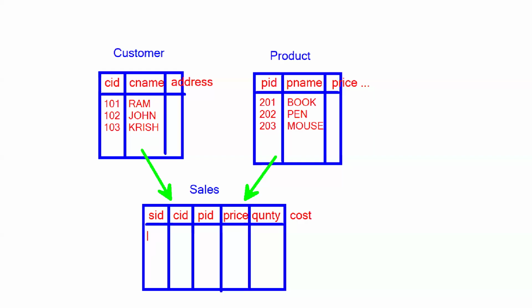Come to sale ID. So 301, customer ID: who bought this item? Like I said, 103. And what is the product? Pen, 202. What's the price? 50 rupees. And what is the quantity? Purchased 2 pens. And what is the cost here? 100 rupees. Okay.